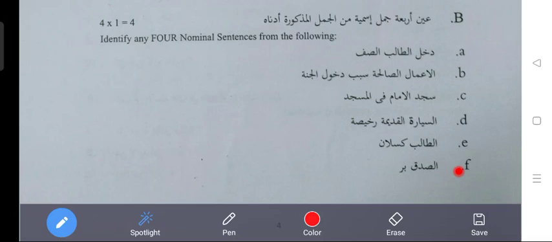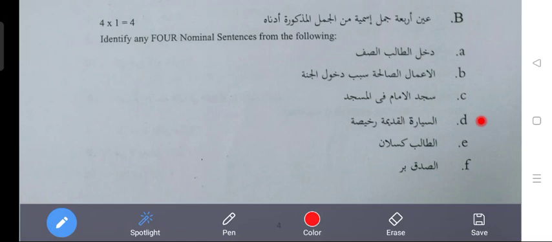सच्चाई एक नेकी है. सच एक नेकी है. तो क्या ये nominal sentence है? Is this a nominal sentence? Yes, it is a nominal sentence. Why? Because it starts with alif lam. As-sidqu. Okay. How to produce the answer? We have to write the sentence as-sidqu birrun in the answer sheet. After writing as-sidqu birrun, give an underscore or a hyphen mark. Then write al-jumla al-ismiya. This is your section 12B.